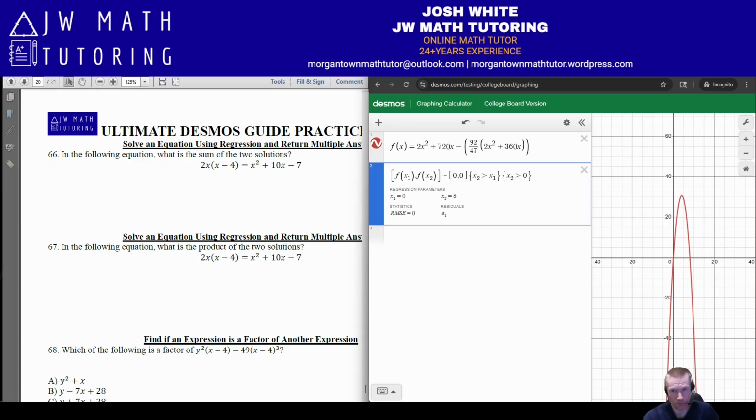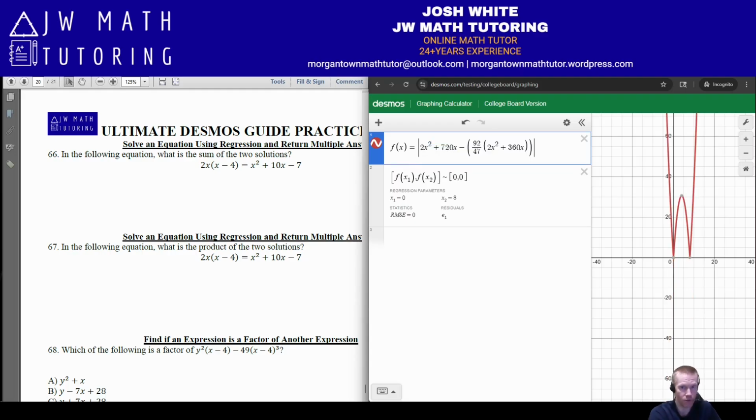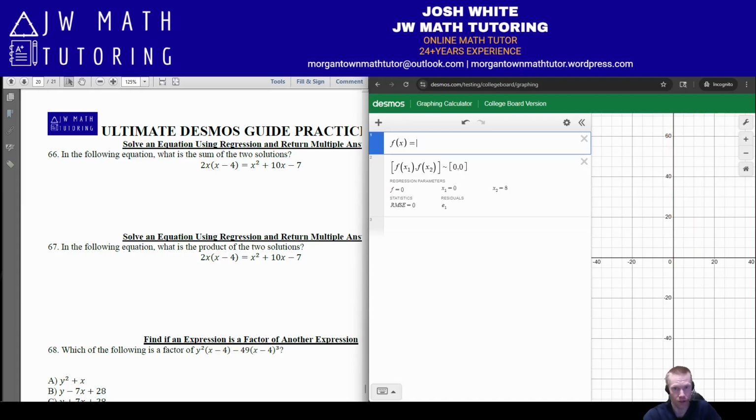One other thing just to mention as well, you can use this, it doesn't have to be for quadratics. The examples I did are quadratics, but you could do it for absolute value equations as well.